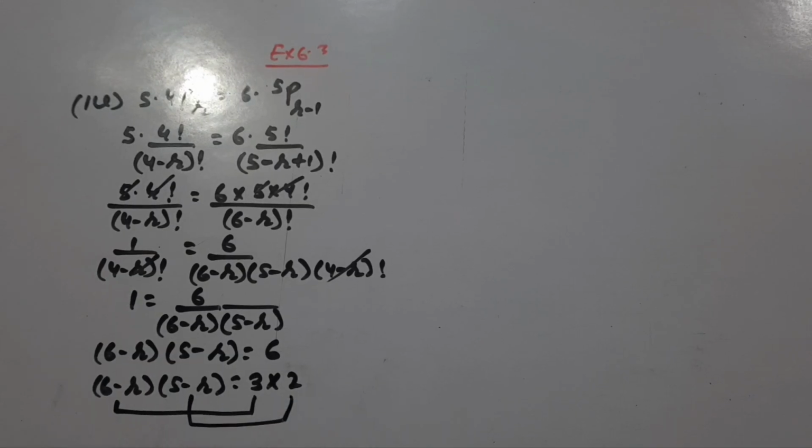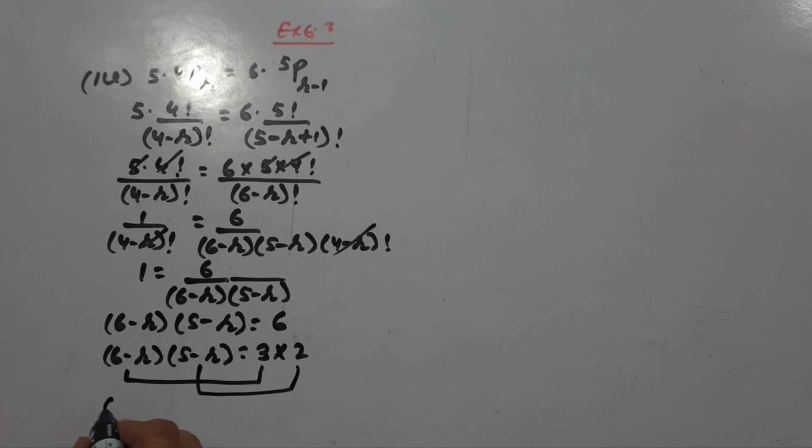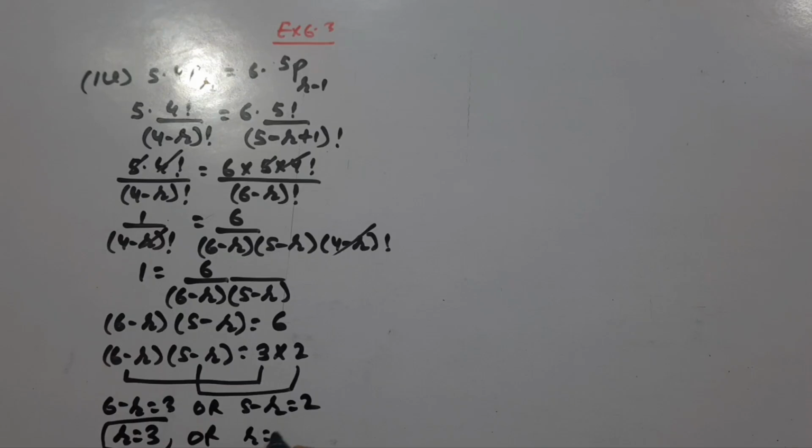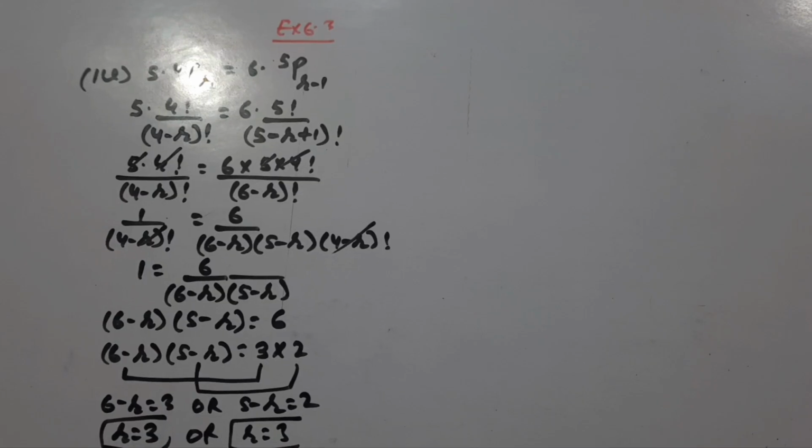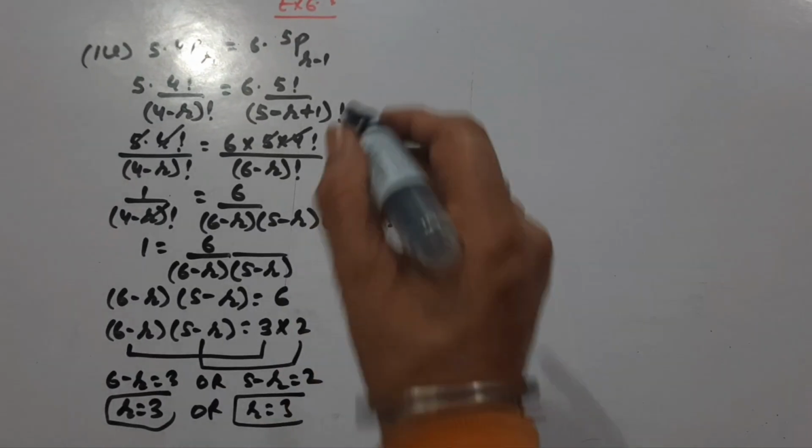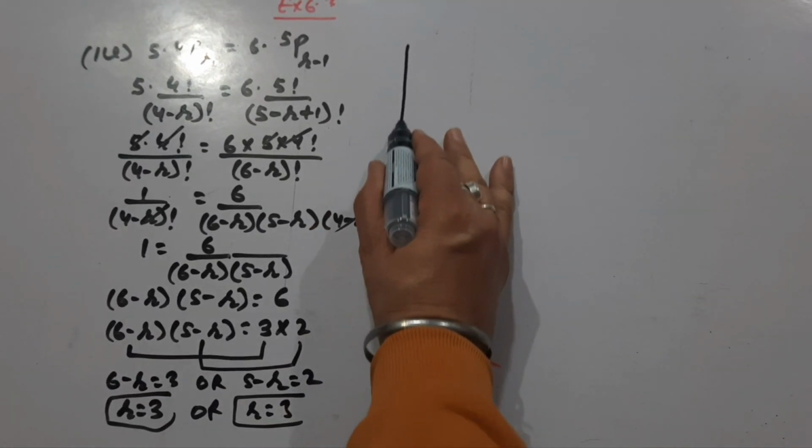So students, we get 6 minus r equal to 3, or 5 minus r equal to 2. So from here we get r equal to 3, or here also r equal to 3. So students, the value of r is 3. So this is the fourth part.